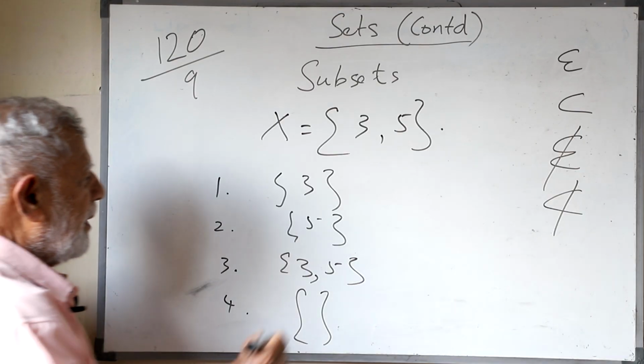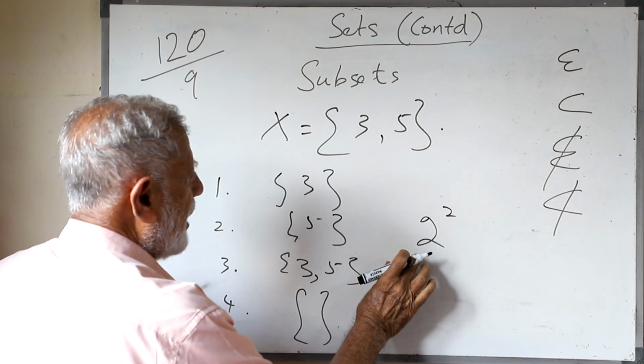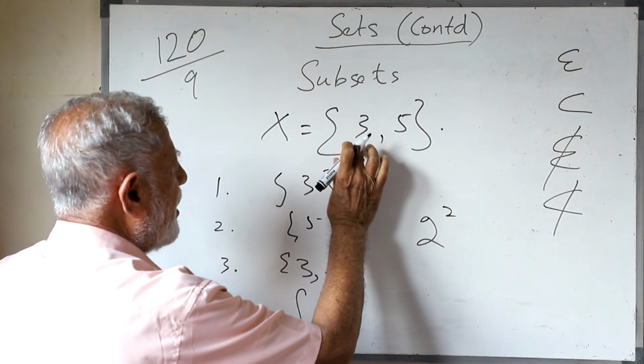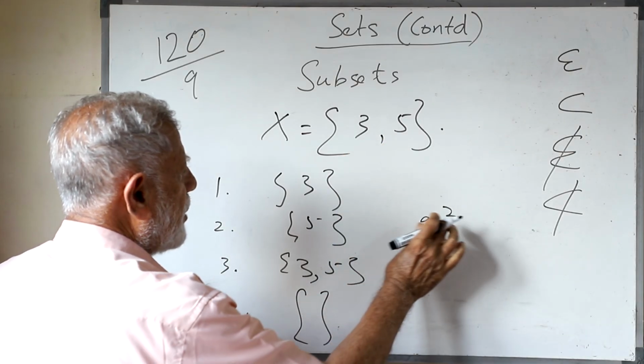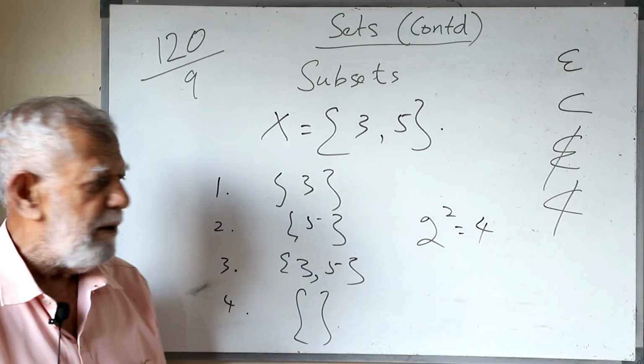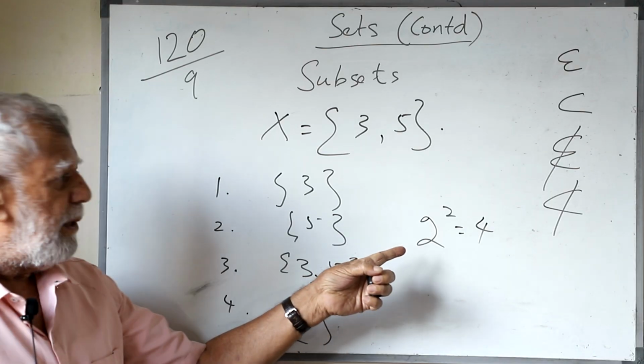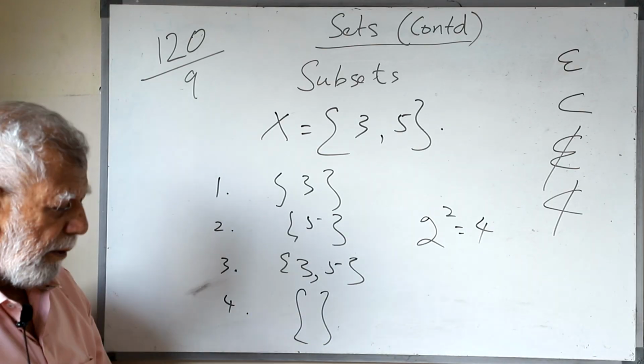That is actually coming as 2 to the power of 2. This 2 is always there. The number of elements is 2. So 2 to the power of 2 is equal to 4. So you can calculate the number of subsets. This is not given in the book, but this is the rule there. So 2 to the power of 2 is equal to 4.